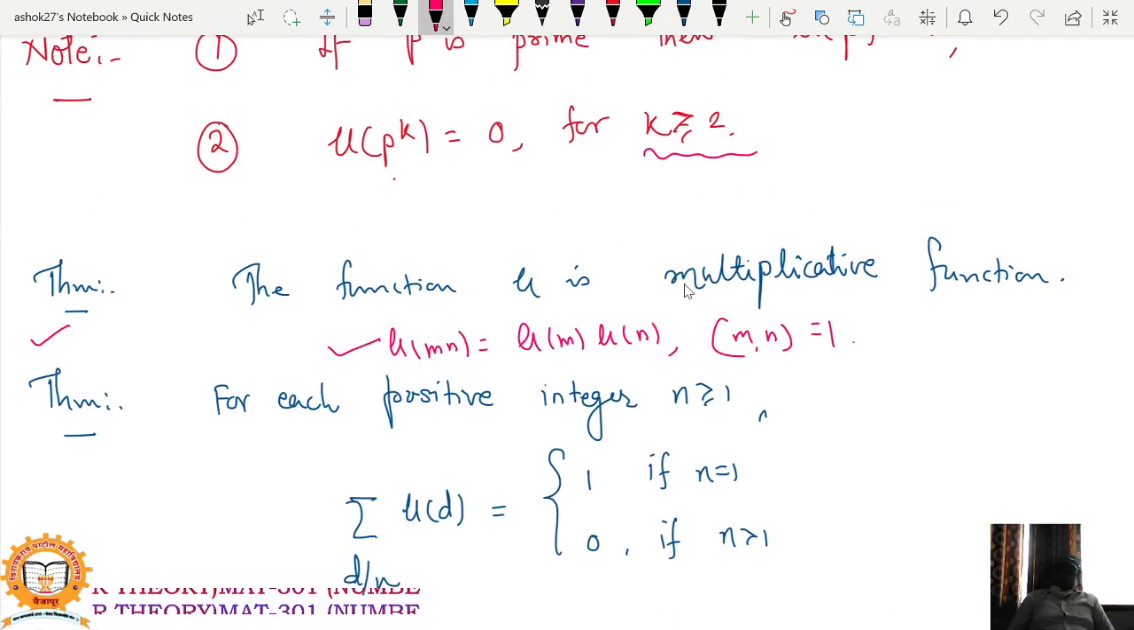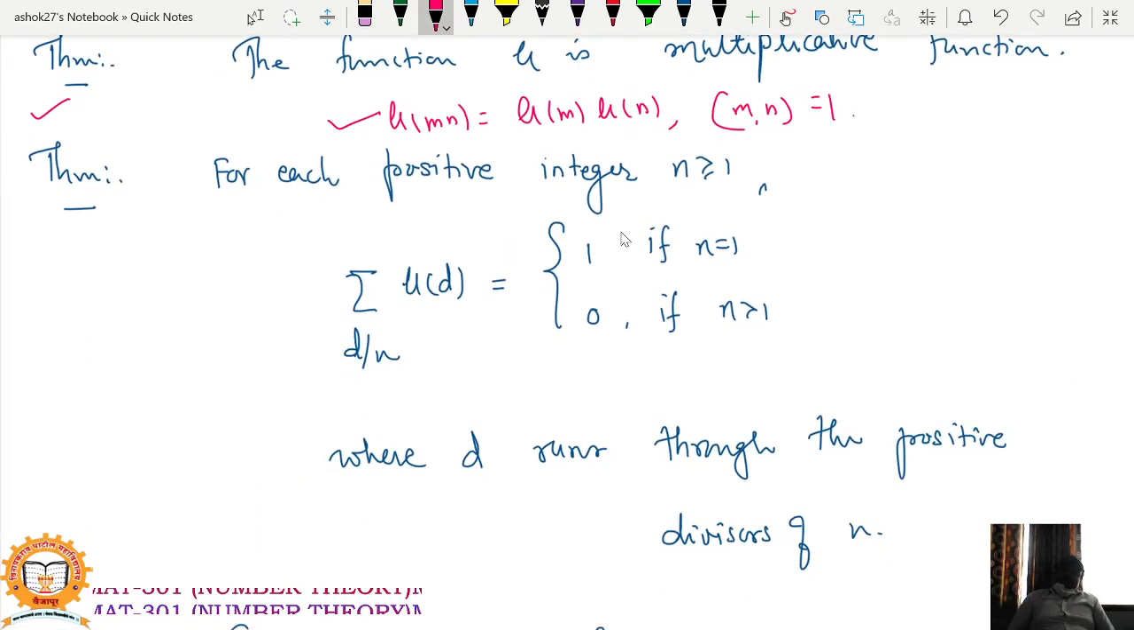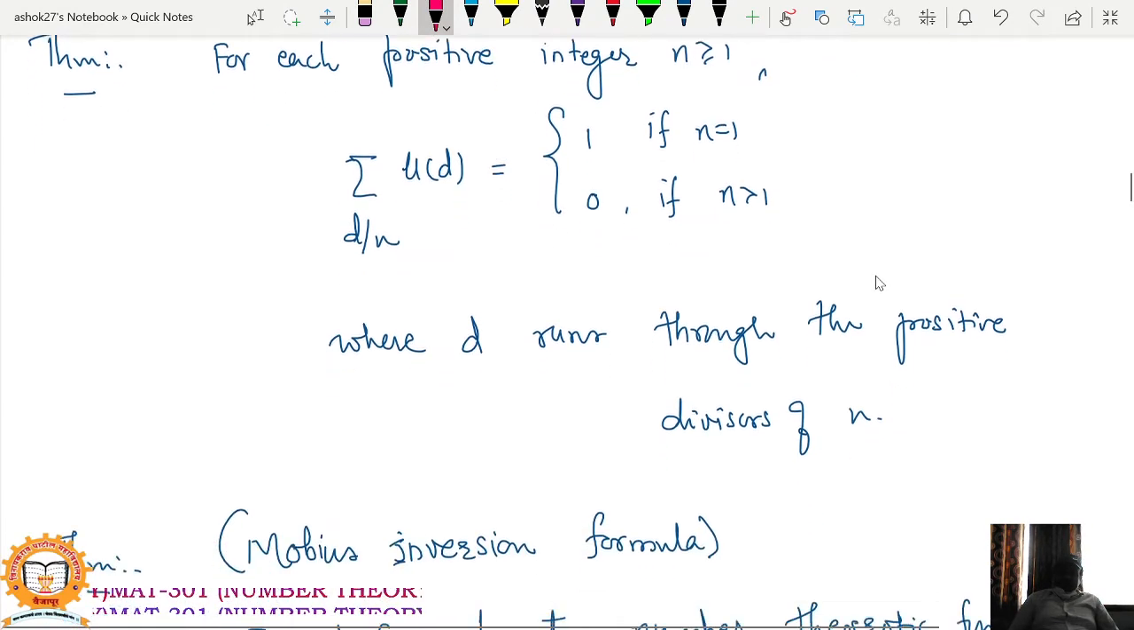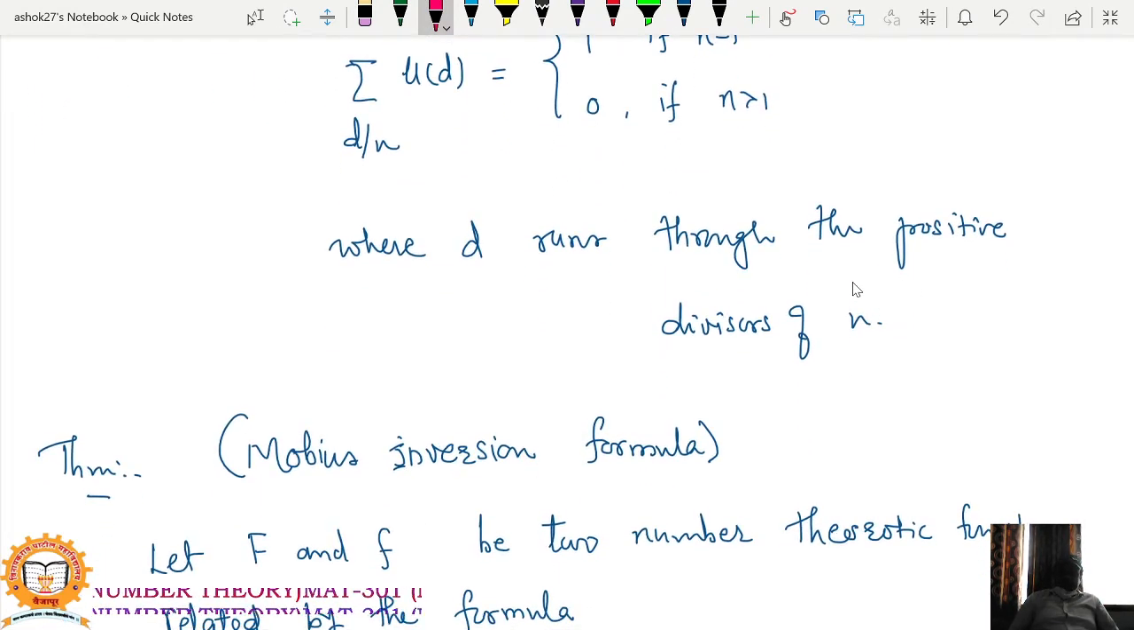Another property of this mu function: for each positive integer n greater than or equal to 1, what is the summation of mu of d, where d divides n? So what is the addition of all mu of d, where d is a divisor of n? It is equal to 1 if n equal to 1, and this is equal to 0 if n is greater than 1. It means the sum of mu over all divisors of n is always 0. Summation of mu of d for all divisors d of n is always 0, where d runs through the positive divisors of n.